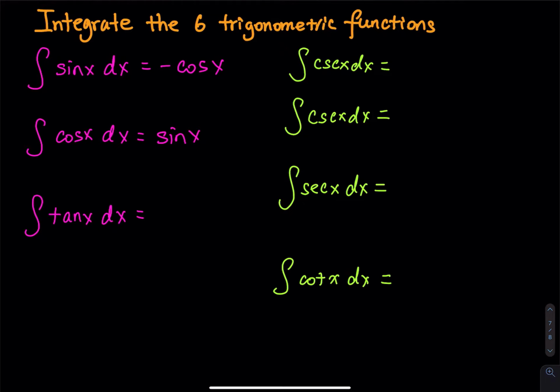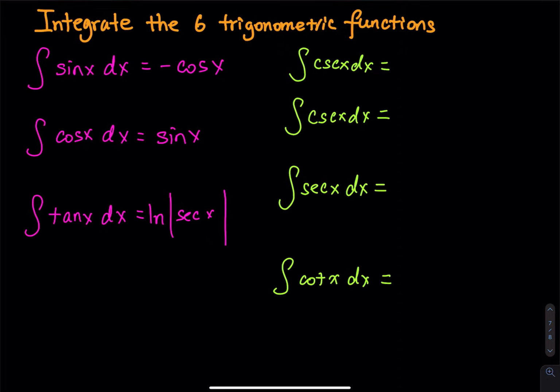But for the integral of sine, since the derivative of cosine is negative sine, there is no negative in the integrand, so that's why you have to put a negative in front of the cosine. So the integral of tangent, that is ln absolute value secant x.